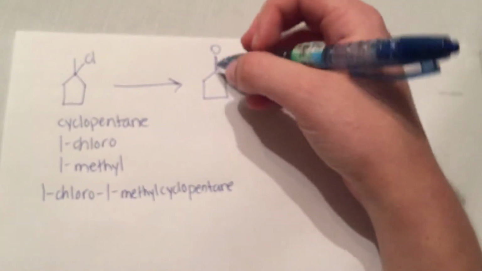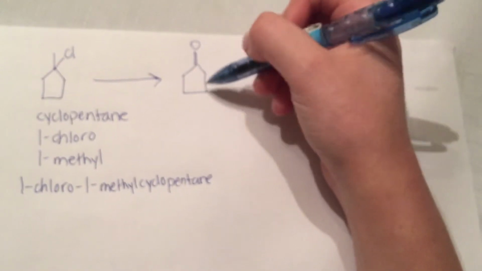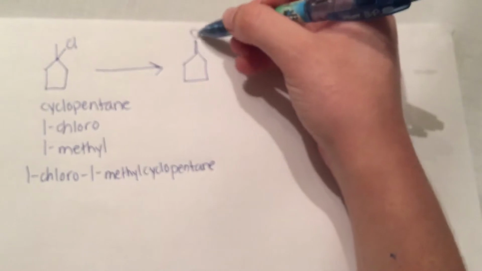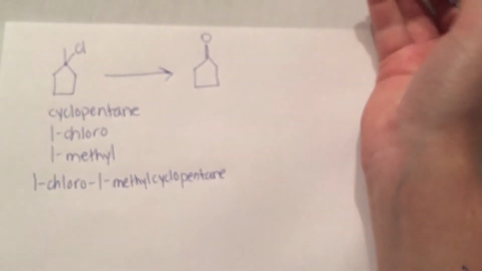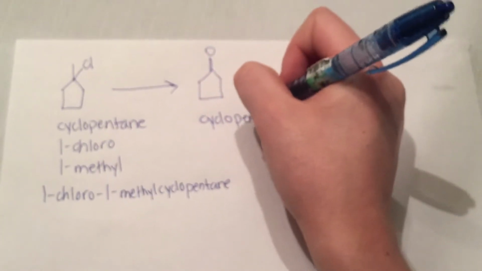And this compound has the same long parent chain, 5-carbon ring. It is a cyclopentane, but the carbon-oxygen double bond changes the ending of the name to pentanone.